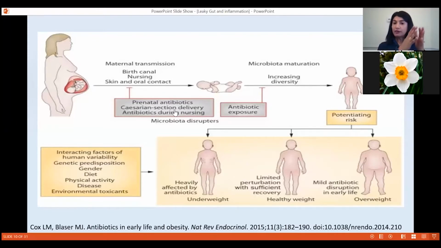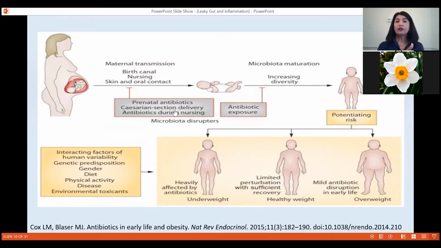And there are many times when this process can get disrupted. For example, if a mother is exposed to antibiotics during her pregnancy, she may lose her bacteria and may not be able to transfer adequate amount of bacteria to the baby. If a mother receives antibiotics when she is nursing, obviously those antibiotics can go to the baby and actually kill the bacteria that the baby has.